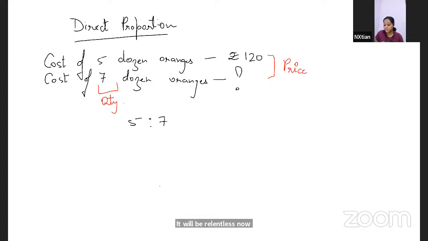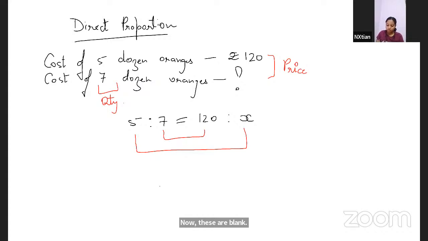Okay. So first we'll make it in an equation form. 5:7 are the quantities. Price. What's the price of 5 dozen? 120. 168 is the answer. Yes, 168 is the answer.